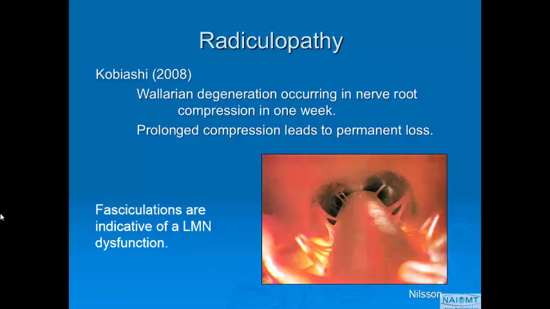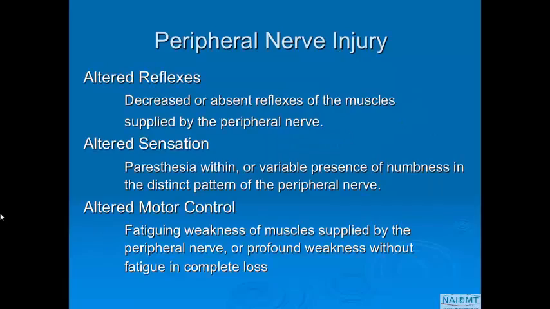Fasciculations, or small twitches in part of a muscle, are indicative of a lower motor neuron problem, usually one that's been around for a while. In peripheral nerve injury, there are altered reflexes, which are decreased or absent, altered sensation, which can be paresthesia within the dermatome, or distinctly bordered numbness in the pattern of the dermatome.